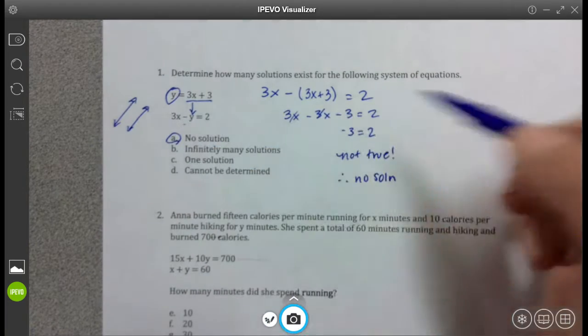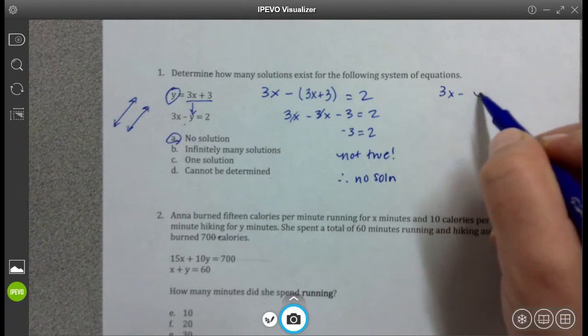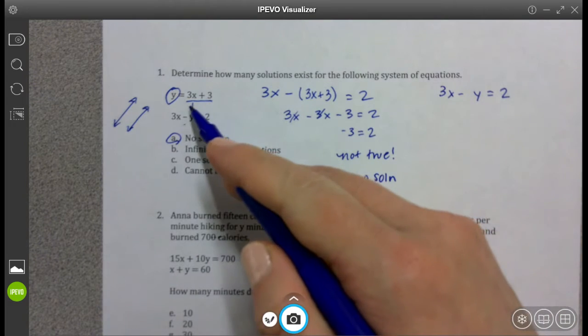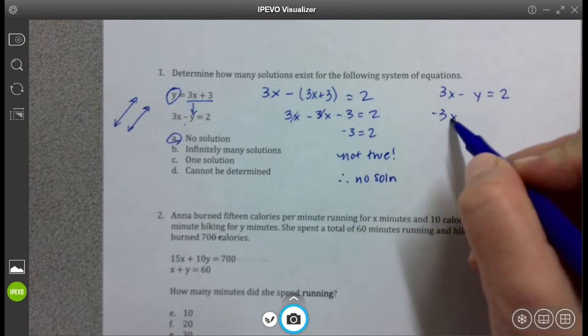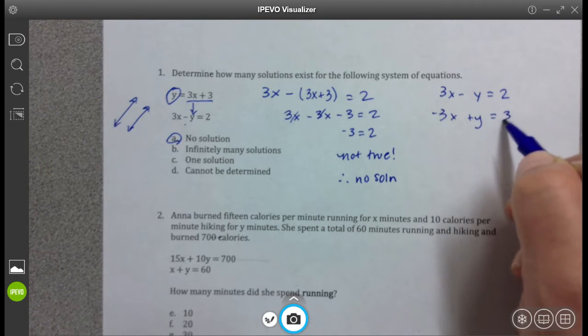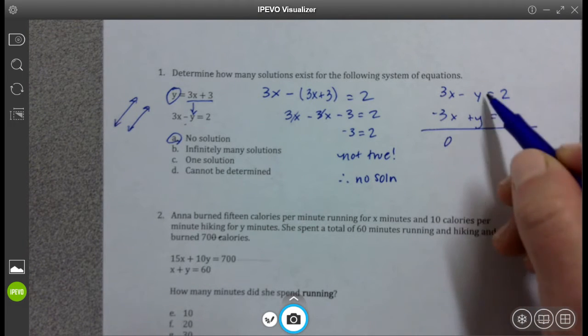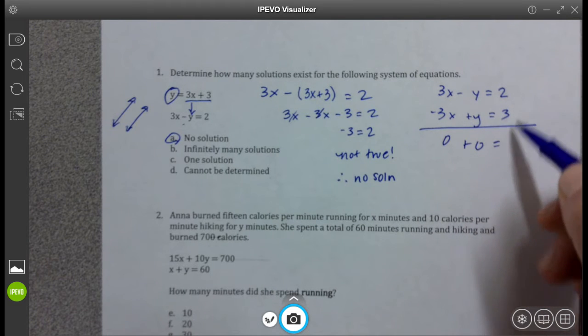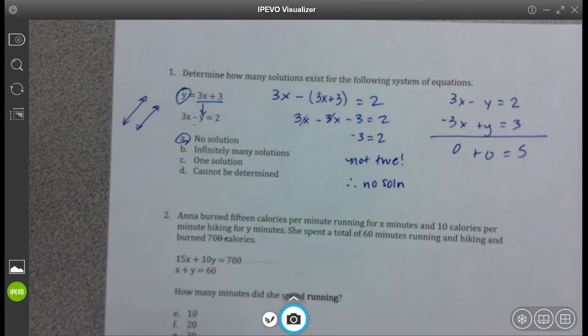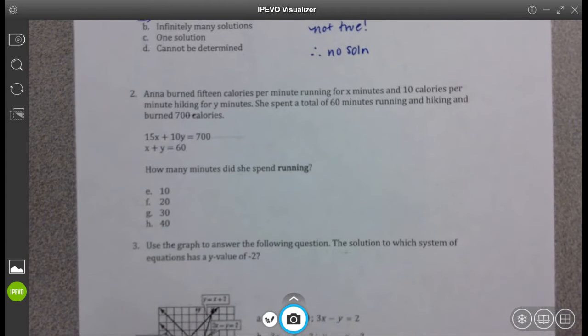If you put them in the form that there is on the bottom, standard form, in the top part you'd have to put 3 to the other side, and y is already positive. And you would have seen that negative and the positive became 0 plus 0 equals 5, and that is not true as well. All right, number 2.